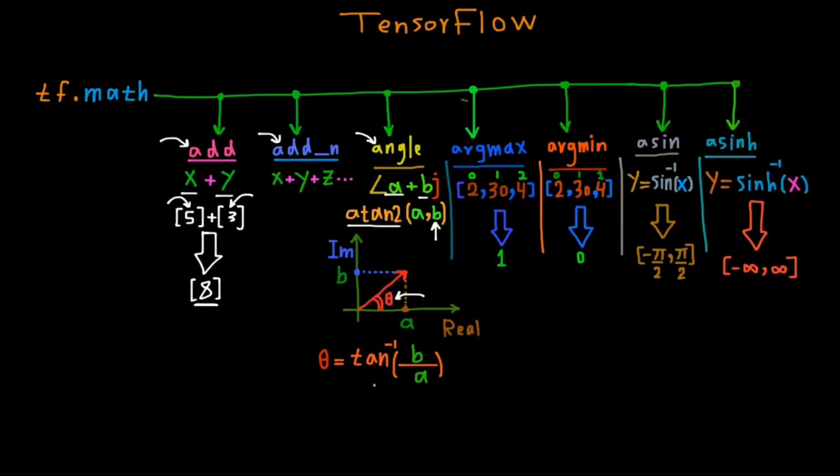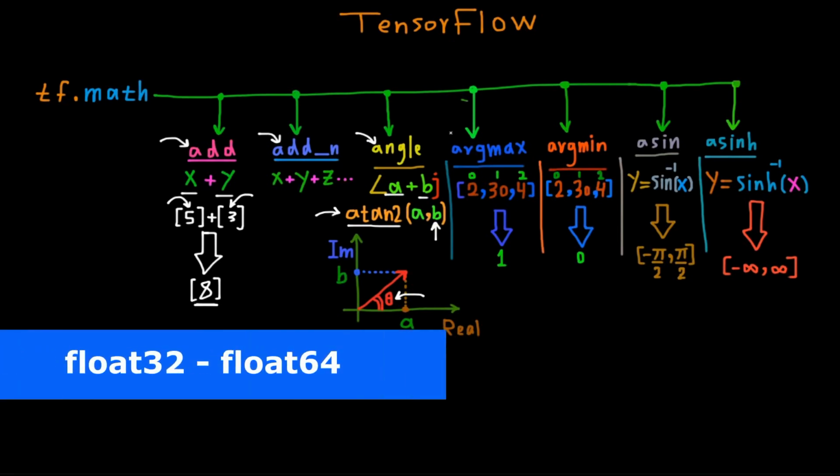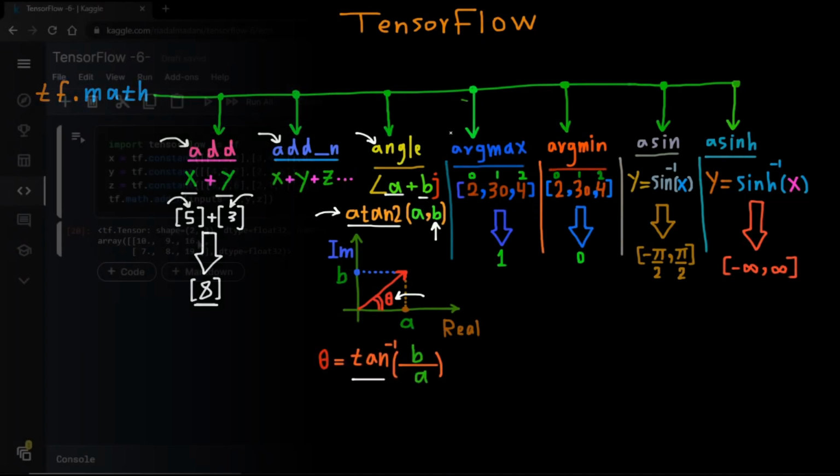As we know, it's easy to compute theta using inverse tan function of b divided by a. But why do we use inverse tan 2 function? It's because inverse tan 2 function is more accurate in calculating theta than inverse tan function. If we want to learn more about inverse tan 2 function, check out the link in the description below. And angle function will return a tensor of type float 32 or float 64.